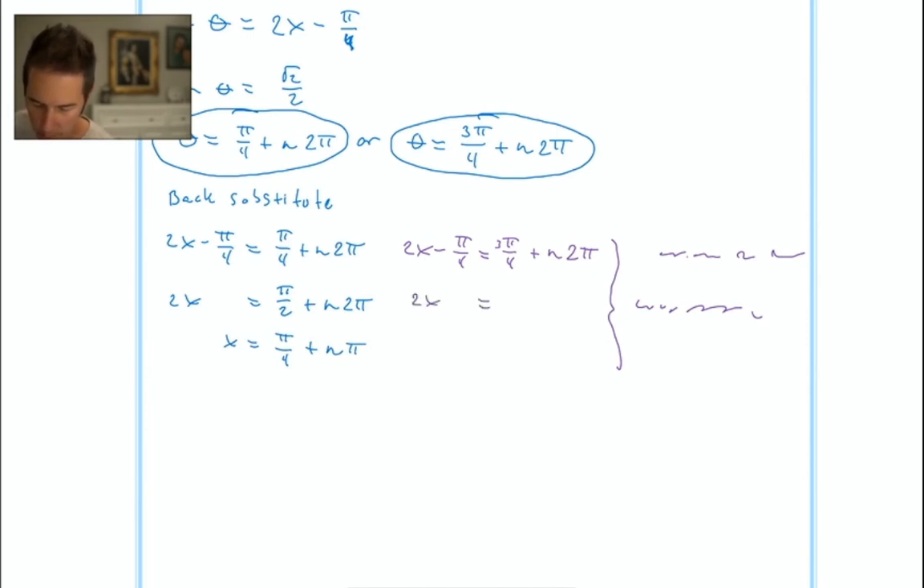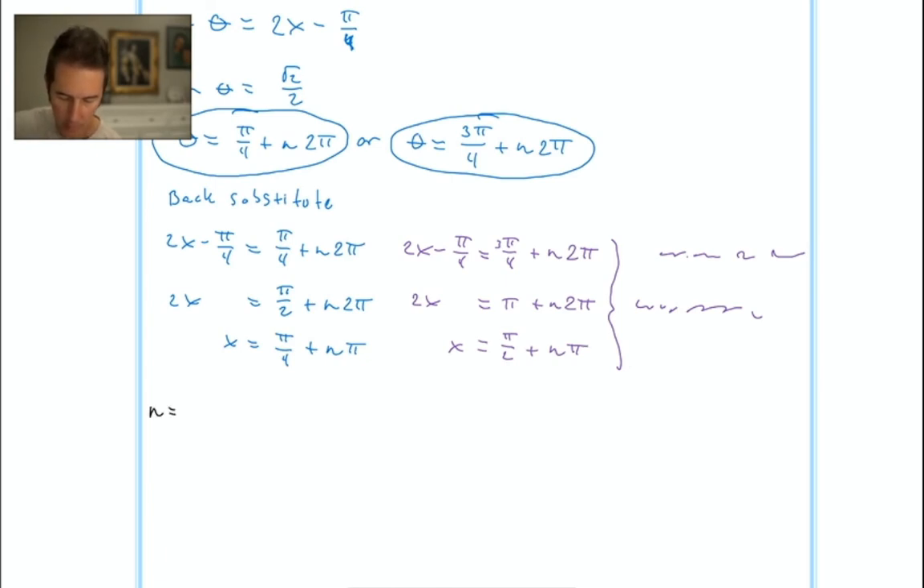Let's move over to the right-hand equation, add pi over 4 to both sides. We get 2x is equal to 4 pi's over 4, which reduces to pi. Did not touch the second term yet, but now we're going to divide both sides by 2, which makes our equation x equals pi over 2 plus n pi, distributing our division on the right-hand side. Nice. Now let's march through some n values.